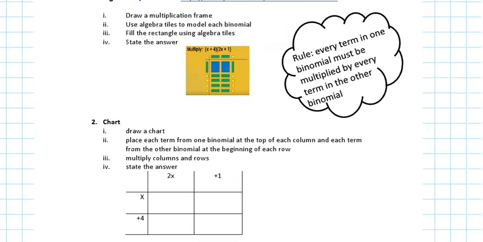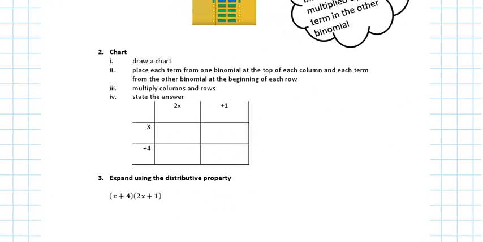The second method, chart method. So this is more of just so you understand what's going on. Okay? You'll see that I'm going to teach you all these different methods, but the method that we're going to use the most is the last method that we're going to learn. Okay? So the chart method says, okay, so I'm multiplying x plus 4 times 2x plus 1. Okay? So these are the two binomials that I'm multiplying.